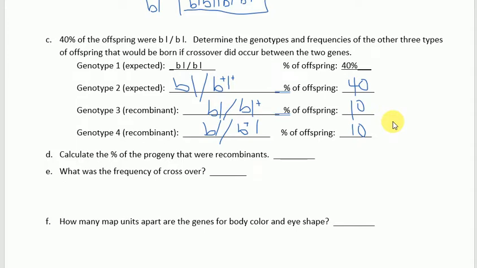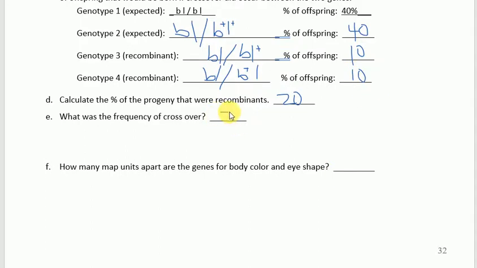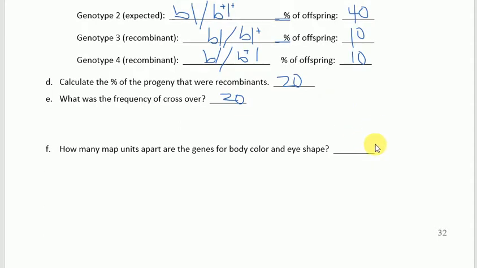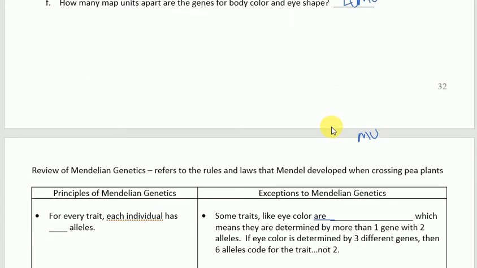So calculate the percentage of the progeny that were recombinants. Well, we know here we have 10 and 10, so it would be 20. And then what was the frequency of crossover? Again, 20. Because we have those recombinants. How many map units apart are the genes for body color and eye shape? That would be 20 map units. Okay.